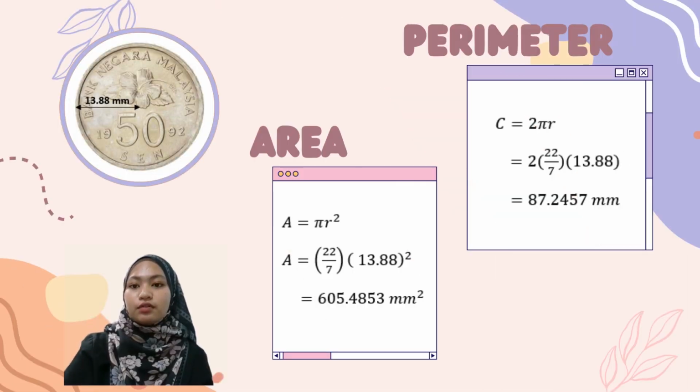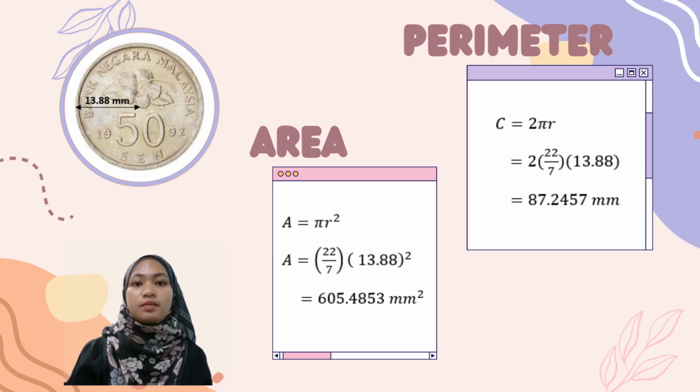So first, we need to find the radius for the 50-cent coin. The radius for the 50-cent coin is 13.88 millimeter. The first calculation we have to find is area. The area for the circle is pi r square. The calculation is 22 divided by 7 multiplied by 13.88 square. So the answer is 605.4853 millimeter square.